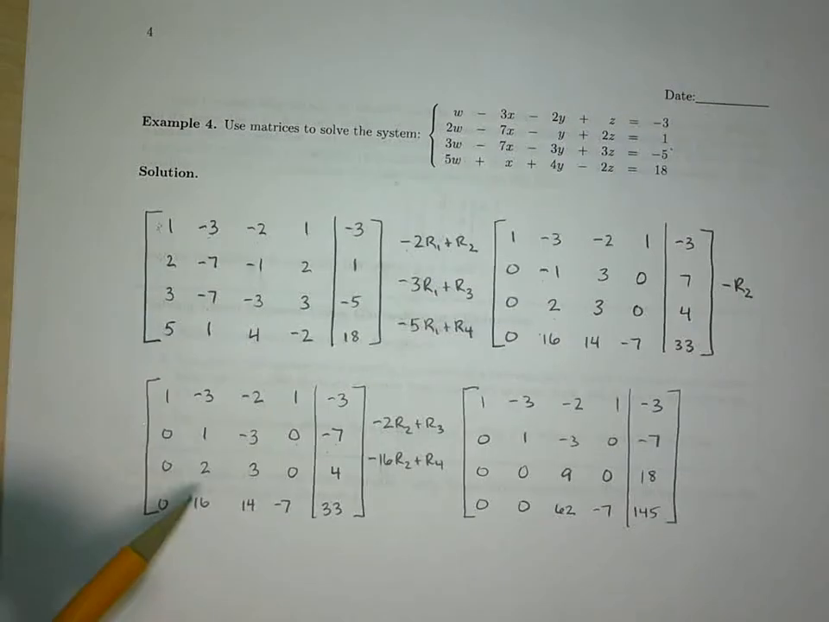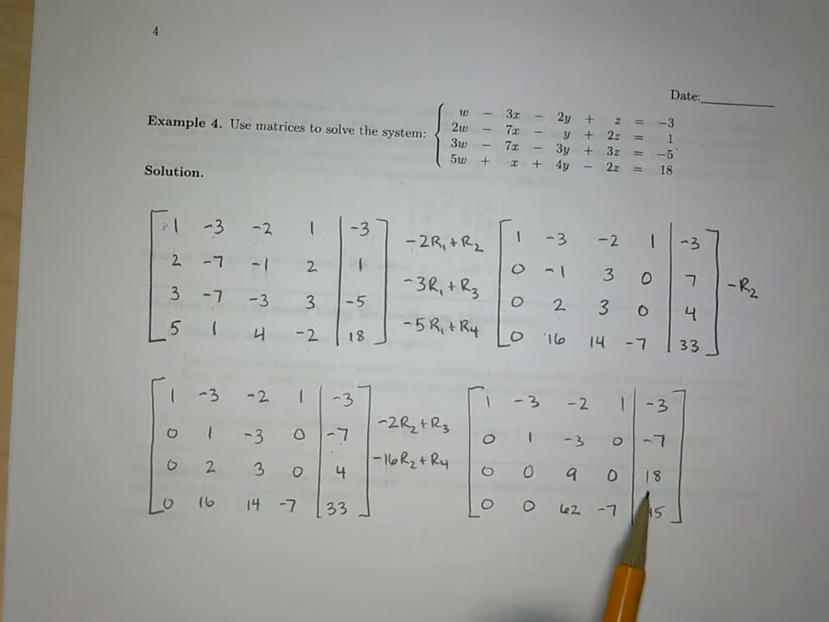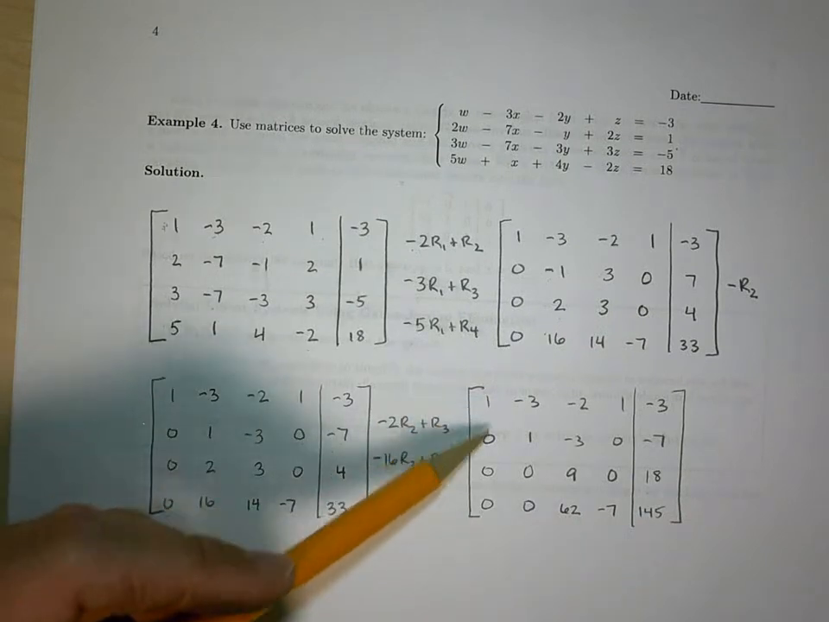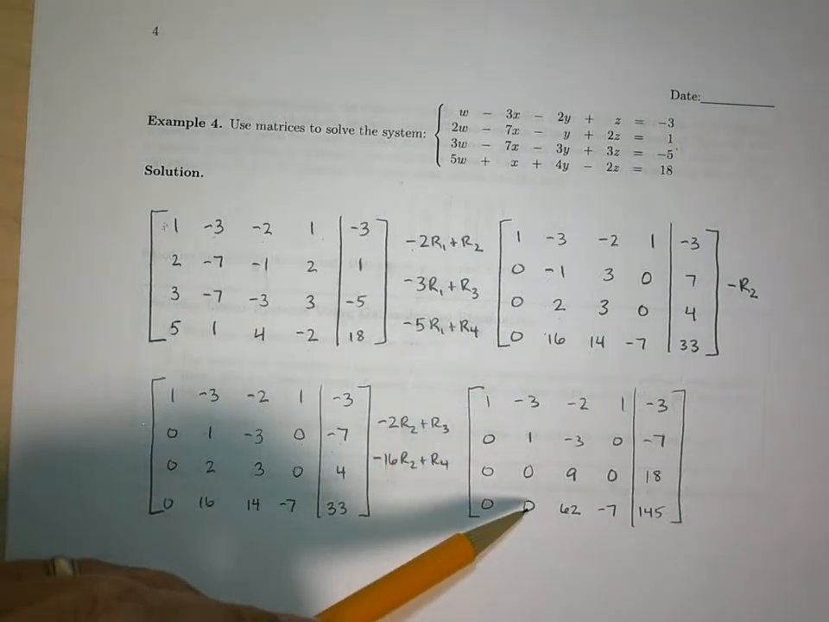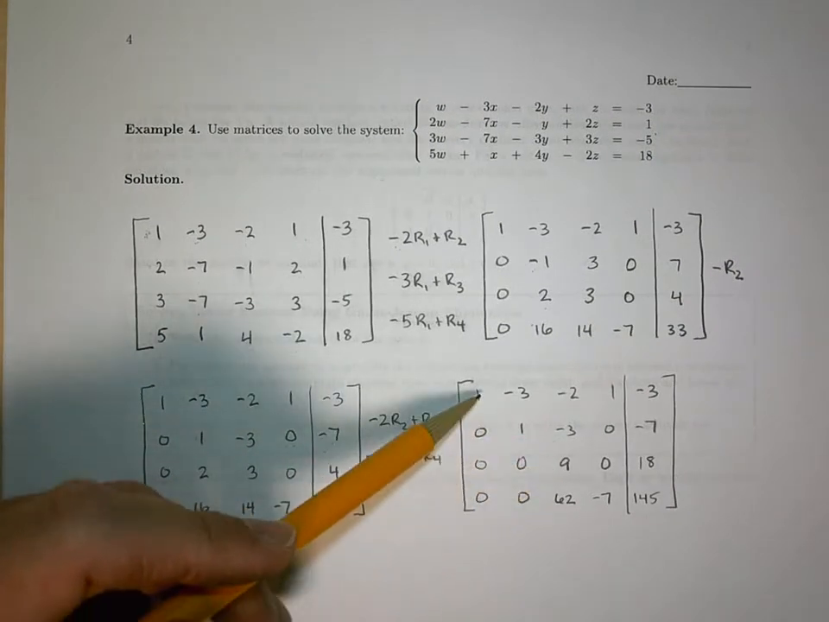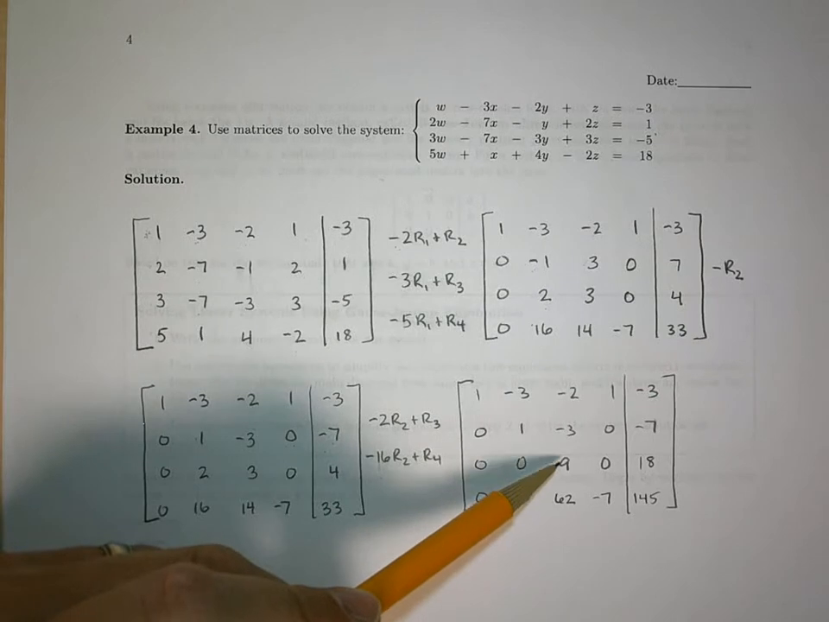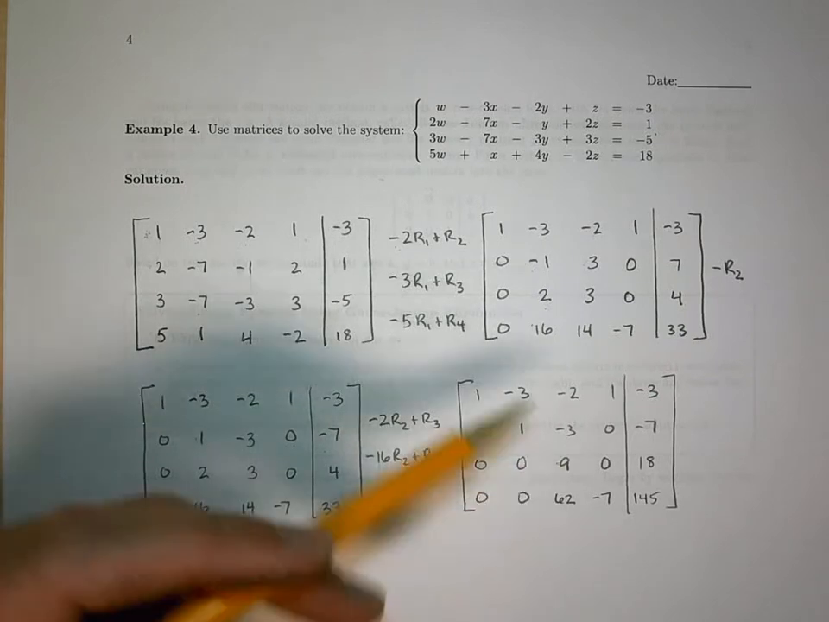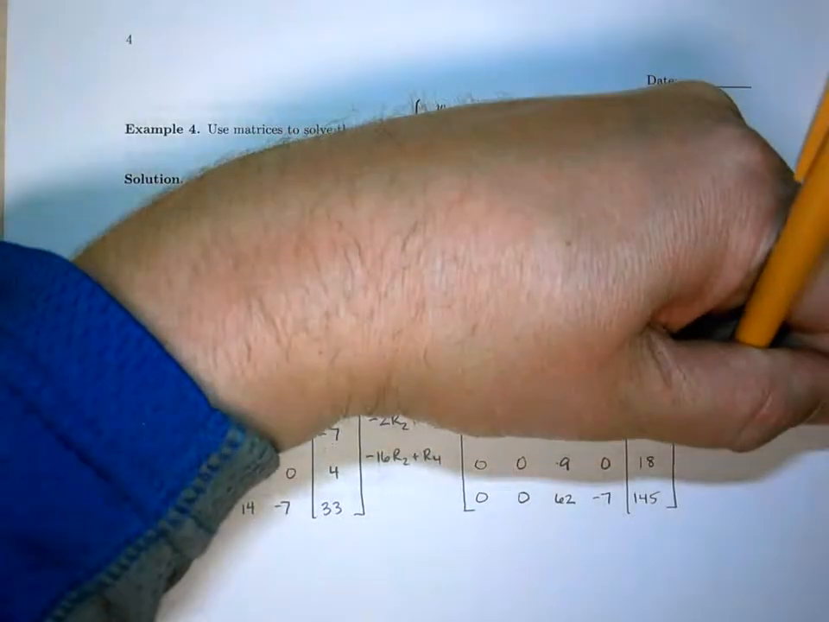And so what we've done here, by eliminating x, we've created two new equations that only have y and z. 9y equals 18, 62y minus 7z equals 145. Now the first and second columns are how we want them. So let's make the third column how we want it. We want 1's going down the diagonal, so we wish this 9 to be a 1. Well, I can easily make that happen if I multiply it by 1/9.